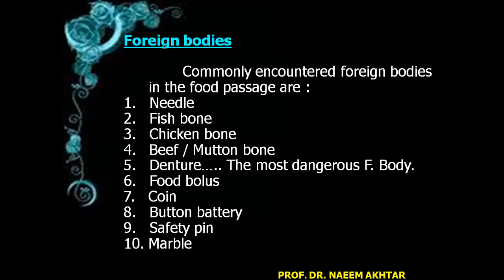Foreign bodies which are commonly seen in the food passages are needle, fish bone, chicken bone, beef or mutton bone, and denture. This denture is very dangerous for the body. Similarly, food bolus, coin, button battery, safety pin, and marble. All these foreign bodies may be encountered commonly in the food passages.